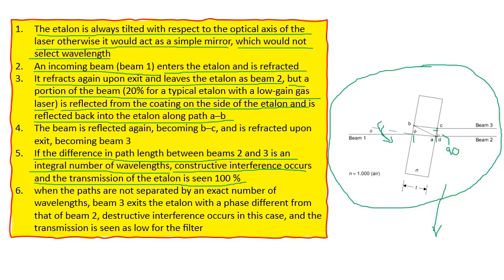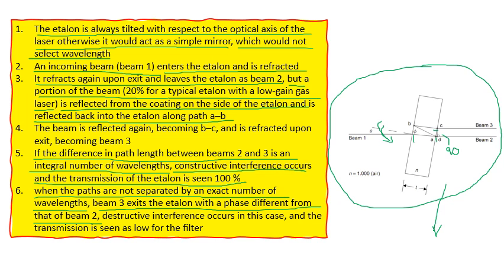Point number 6 here, when the paths are not separated by an exact number of wavelengths, beam 3 exits the etalon with a phase difference from that of beam 2. दोनों के दरमियान we have phase difference, beam 2 and beam 3. Okay. So the paths are not separated by an exact number of wavelengths. What we know from the previous point, the integral number of wavelengths.